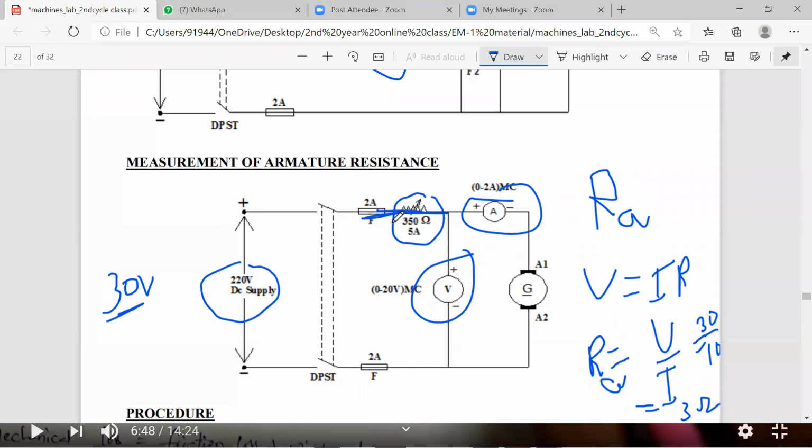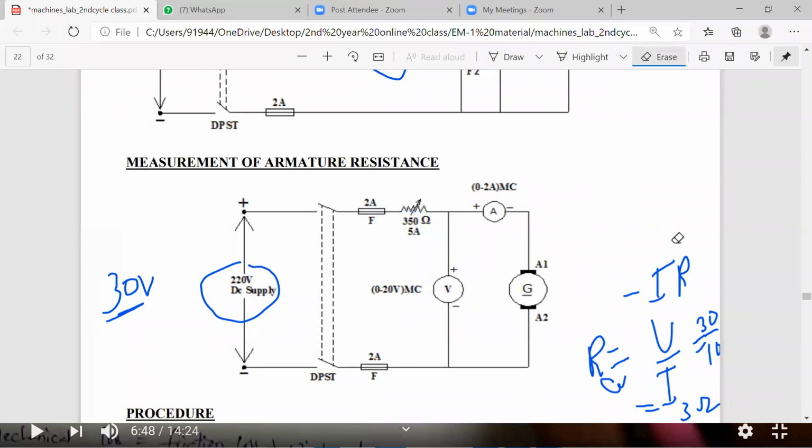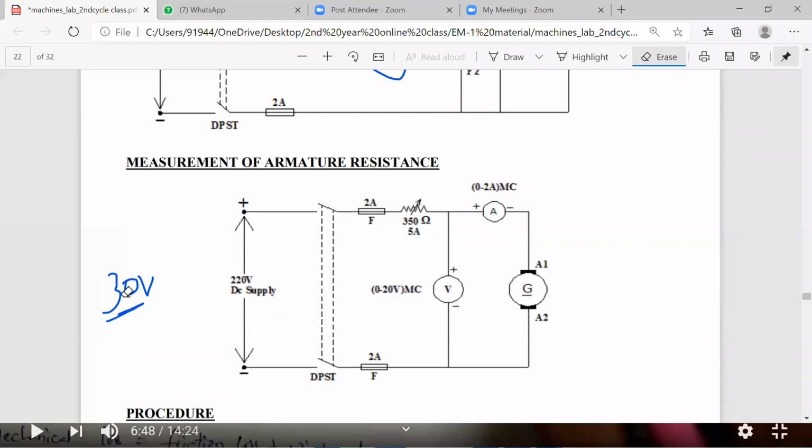If the rheostat is available, a larger voltage is applied, and here also the armature resistance is the voltmeter reading by the ammeter reading. So this is the circuit diagram for measuring the armature resistance. Just simple, voltmeter reading by ammeter reading.